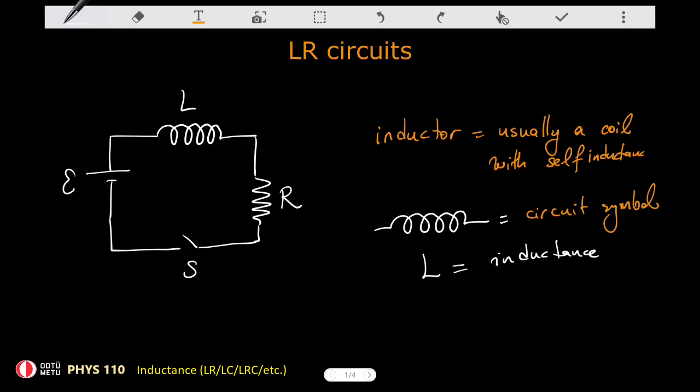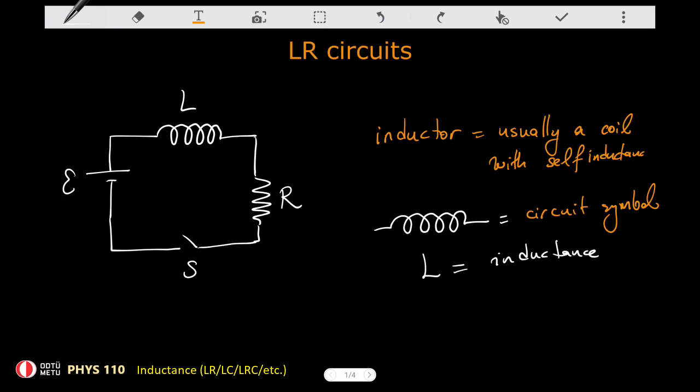An inductor is a circuit element that has a self-inductance. This is usually a coil, but we know that every circuit has an inductance, so even a simple wire connected to itself also has an inductance. But these kinds of circuits usually have very low values of inductance. So as a result, we usually neglect the inductance of such circuits.